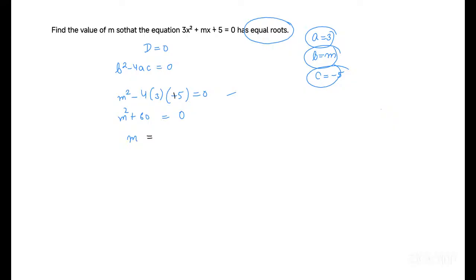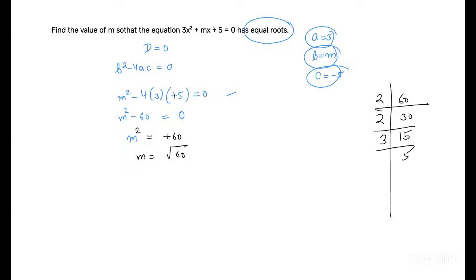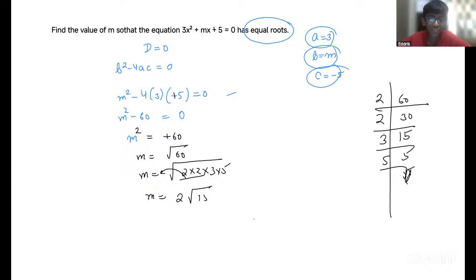M square is equal to minus 60. So m square is equal to plus 60. M is equal to root of 60. If you do some questions like this, it becomes 2 into 3 into 5 under the root. M is equal to 2 root 15. This is it.